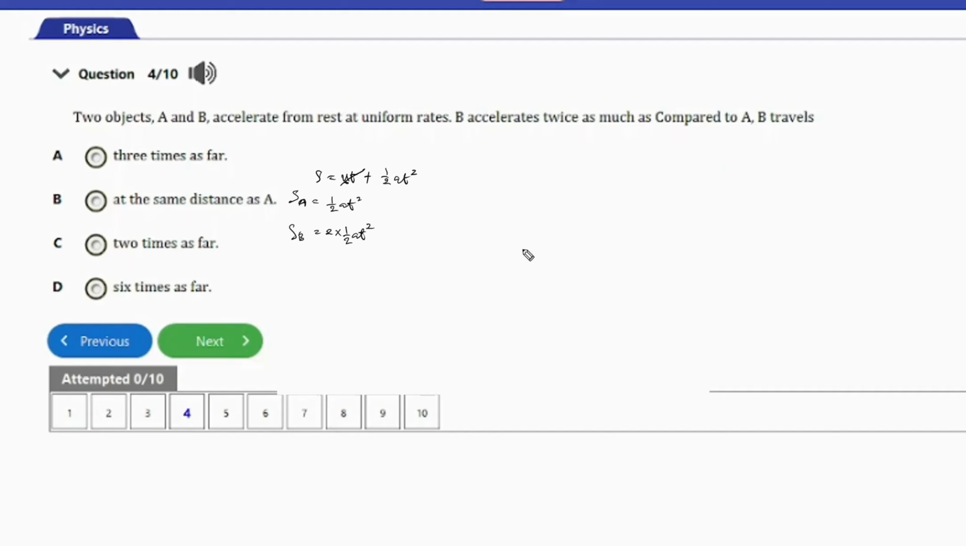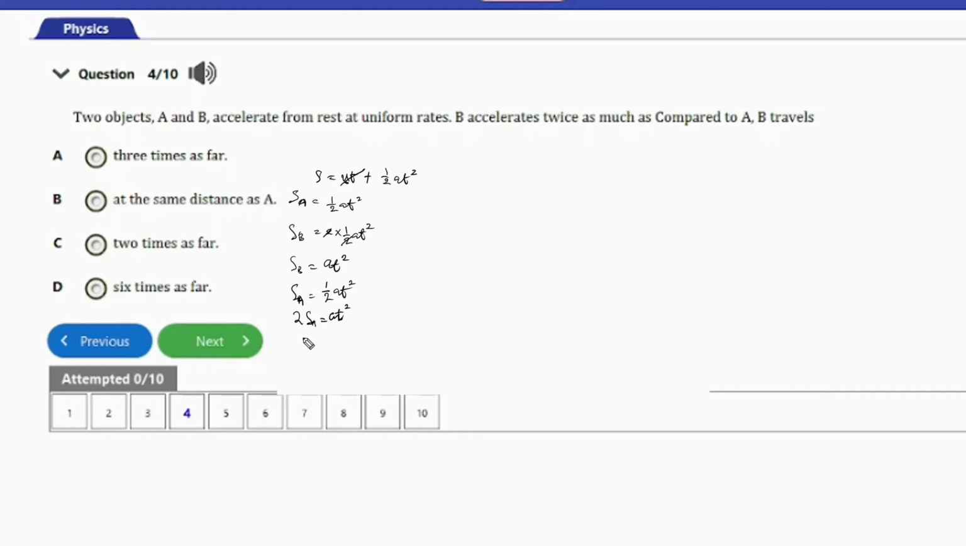So half of 2at squared. That's what it is. So actually 2 cancels out with half here for object B. So in that case, object B can be seen as s is equal to at squared. Whereas for object A, it's seen as s is equal to half at squared. In that case, it means that 2s for object A is equal to at squared. Then object B, s is equal to at squared.